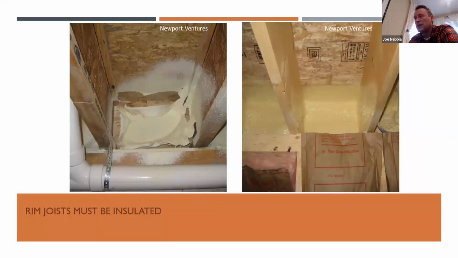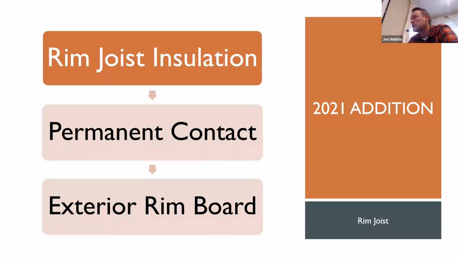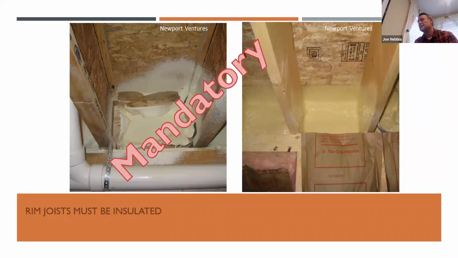Rim joists, we've talked about this a few times today already, have to be insulated. So on the left, we have a problem. On the right, we do have an insulated rim joist. So that does need to happen, and that's mandatory in 2018 and earlier. 2021, it's required in all compliance paths. There's also some additional detail in 2021 that says it has to be in permanent contact with the exterior rim board. So in this case here on the right, it is in permanent contact with the exterior rim board.